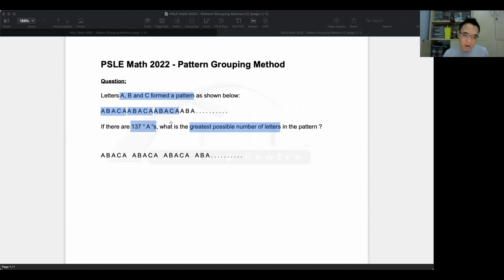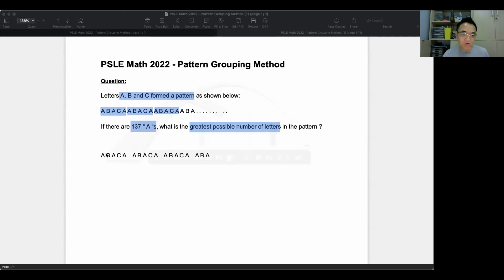As a result, I will write it out like this. This was not originally in the question. I'm just writing this for explanation. As you can see now, I clearly am able to form groups of five, where each group is made up of A, B, A, C, A.